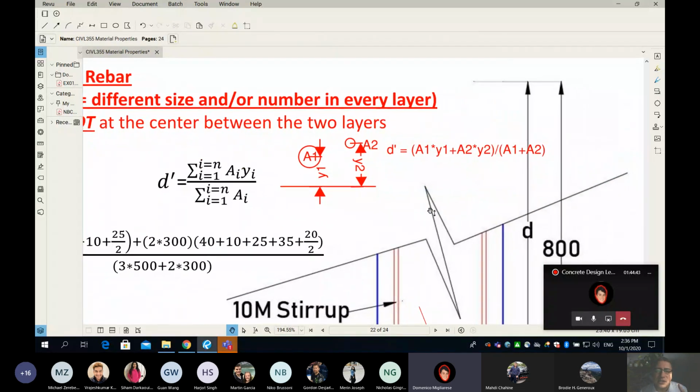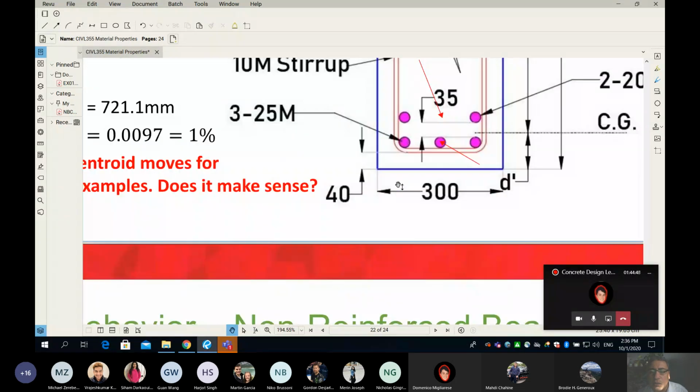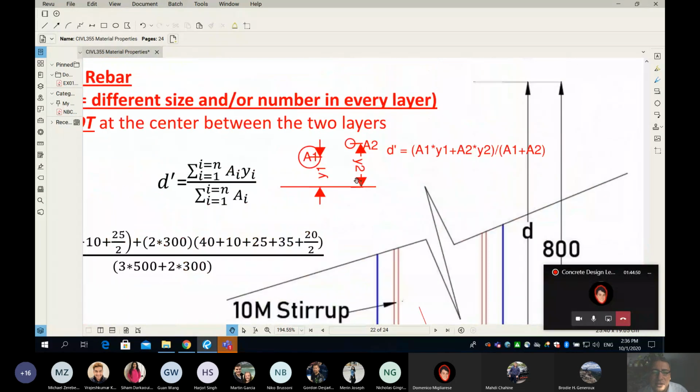Okay, so you guys know what to do. It's just like a centroid calculation: you pick a reference. In our case here, we picked the bottom of our beam, and we simply multiply every area times how far the centroid of this area is from the reference line, and we do the sum, and then finally we divide by the sum of the areas. So that's how we do it.